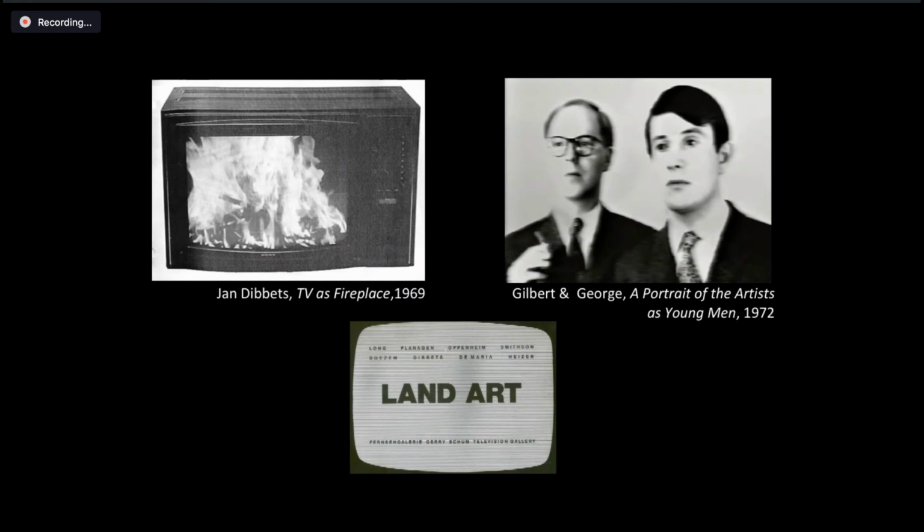It managed to incorporate the space in which it was viewed, and kind of call attention to those new conditions of domestic life, domestic architecture, and viewership.